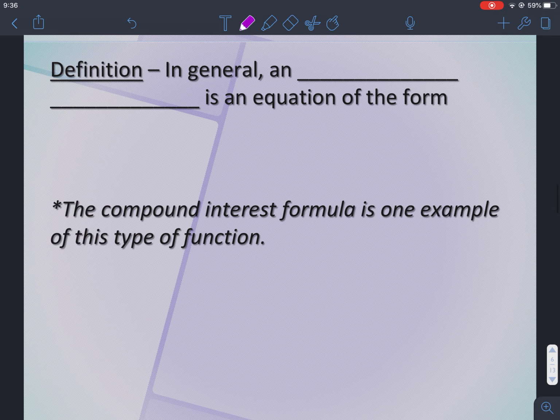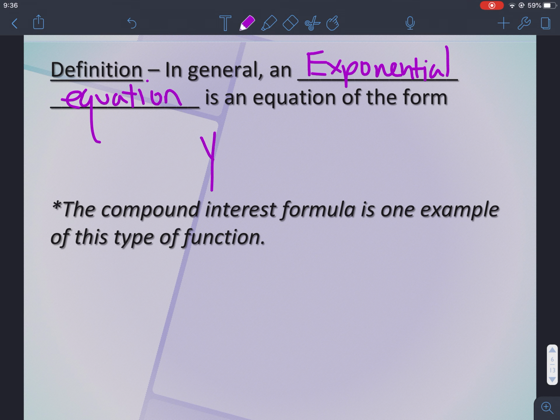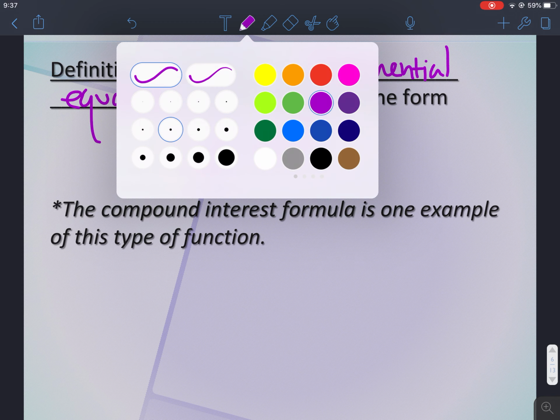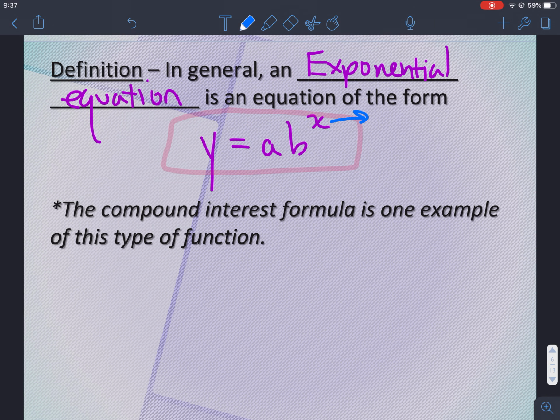So these applications are not just with finances or money, although that's very important. In general, an exponential equation is an equation of the form y equals ab to the x power, where x is the exponent, our variable, and in our application this is going to be time.